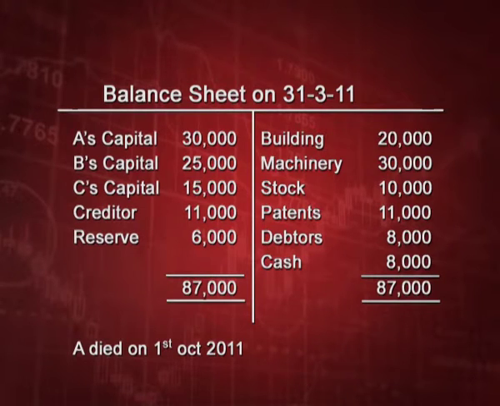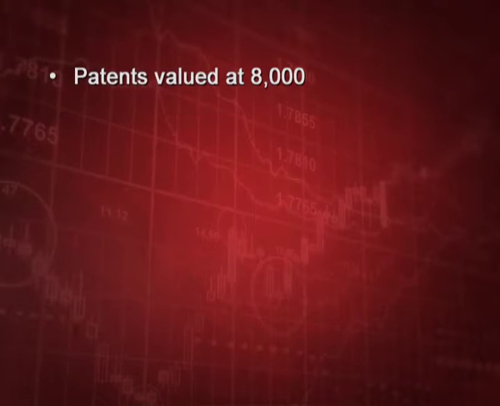Let us start with one full question on death of a partner. Let us see this balance sheet: A, B, C, creditors, reserve, and on the asset side building, machinery, stock, patent, debtors and cash is given. A died on 1st October 2011. Now, the following adjustments have to be done. First point, patents are valued at 8,000.